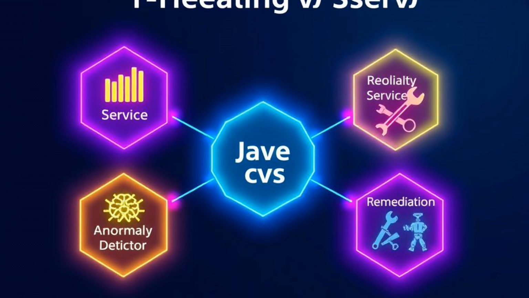Our solution, the Autonomic Java Service, demonstrates this by integrating three core pillars: continuous monitoring, AI-driven anomaly detection, albeit a simplified, rule-based one for this demo, and automated remediation. Picture it as equipping your Java service with its own nervous system and a tiny, smart brain.